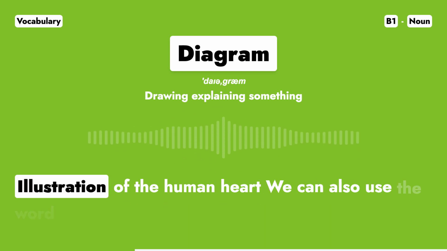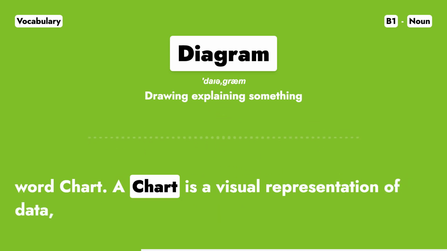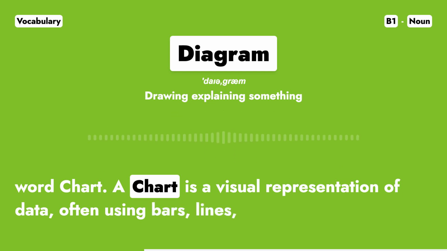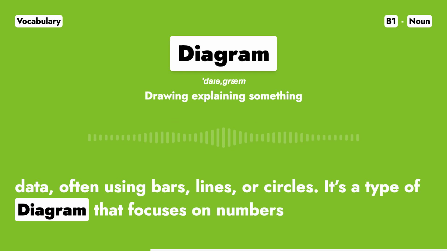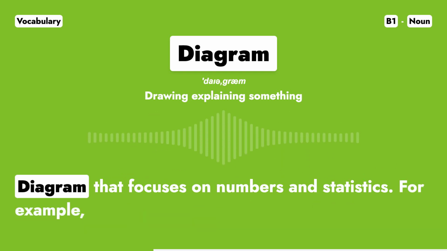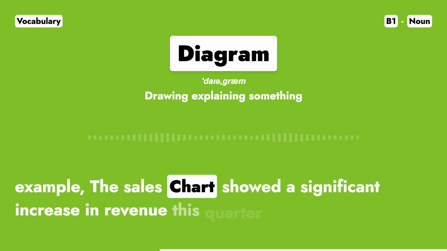We can also use the word chart. A chart is a visual representation of data, often using bars, lines, or circles. It's a type of diagram that focuses on numbers and statistics. For example, the sales chart showed a significant increase in revenue this quarter.